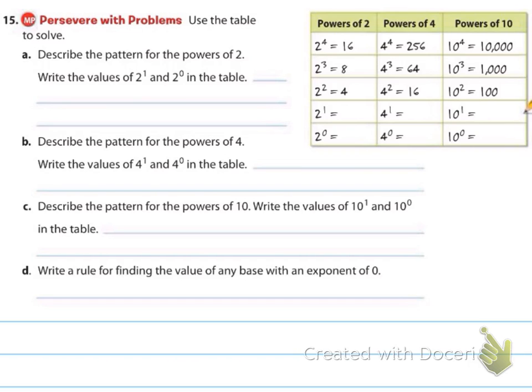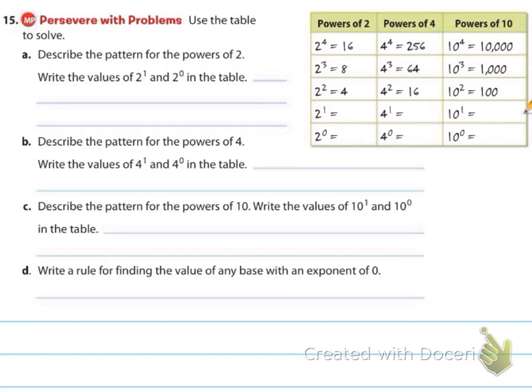Alright, so the answer for number 15 I haven't given you yet. It's one of my favorite problems on here because I feel like understanding when there's an exponent of 0 is a complicated thing that people have a hard time with, so I wanted to go over it myself with you. So the first thing it says is use the table to solve. Describe the pattern for the powers of 2.